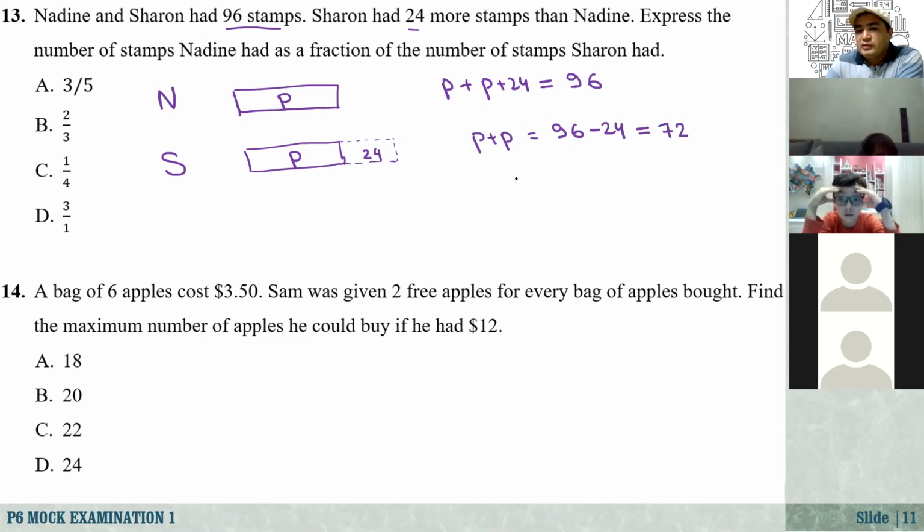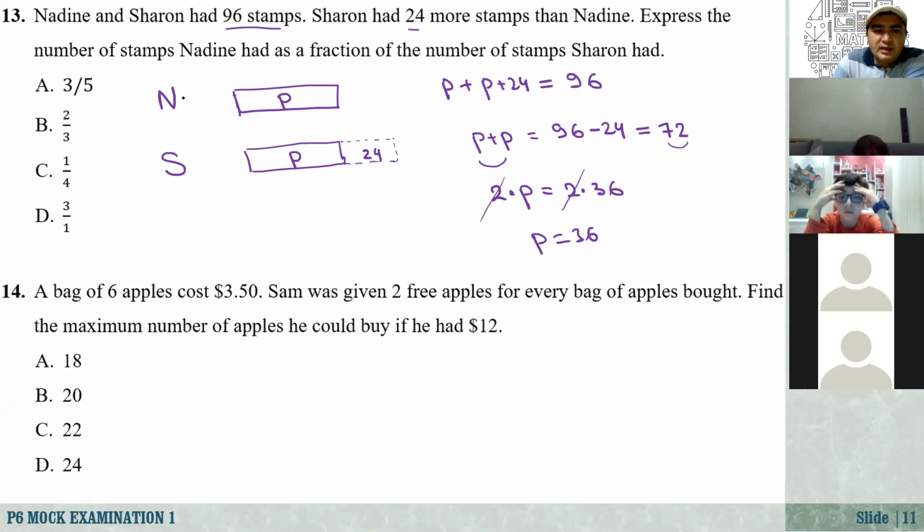What is it? 72. So here P plus P is like 1 apple, 1 apple. That's equal to 2P, right? 2 times P. On the right-hand side, can I write 72 as a product of 2 and something? Yes, that is 2 times 36, right? So this 2, they are gone. So what is P? P equals 36. But we didn't answer the question yet. So that means that Nadine has 36 stems.